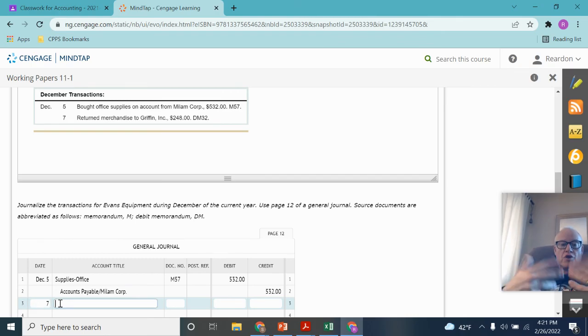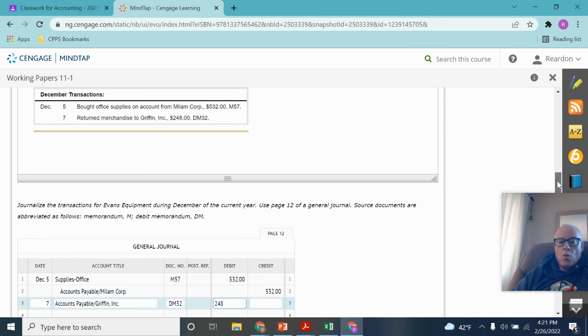And on the 7th, recording merchandise returned to Griffin Incorporated. What are we debiting? We're reducing accounts payable. We're going to reduce the amount that we owe Griffin Incorporated. So we're going to say accounts payable slash, because we're going to record it to the general ledger but also to the subsidiary ledger, Griffin Incorporated, period. And that is debit memo number 32. Debit 248.